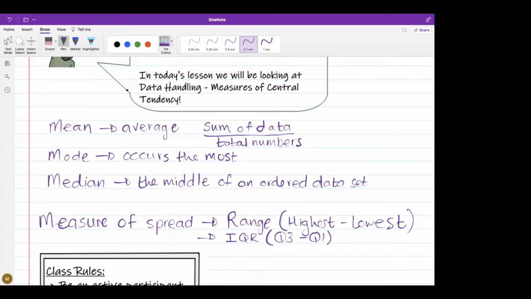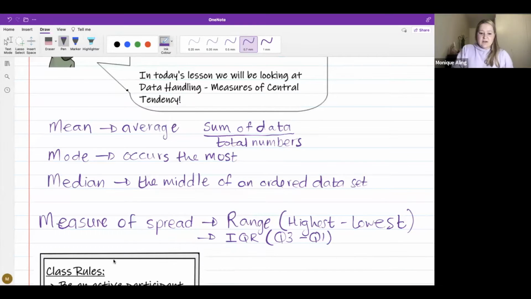How do you guys feel about summarizing data? Is it one of your favorite topics? Are you guys ready to do some questions? Let me know in the chat. Ready. Hate it. Oh, IQR. Ready. Okay. Questions, please. We are ready.